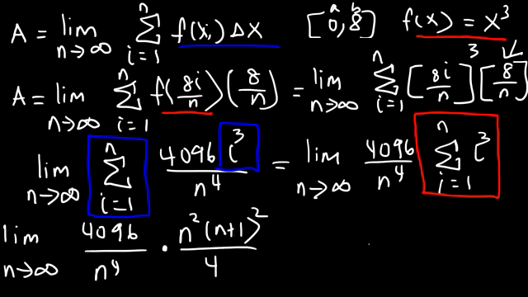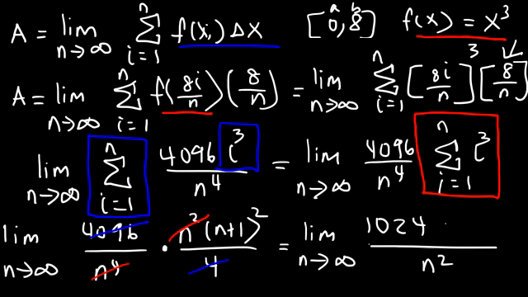So let's simplify. First, we could divide 4,096 divided by 4. 4,000 divided by 4 is 1,000. And 96 divided by 4 is 24. So we're going to have 1,024. And then n squared divided by n to the fourth, that's 1 over n squared. So we're going to have an n squared on the bottom, and on top we're left over with n plus 1 squared.